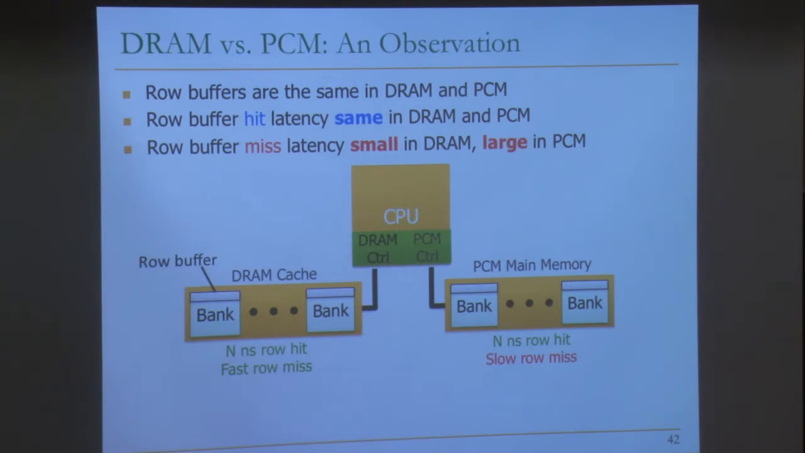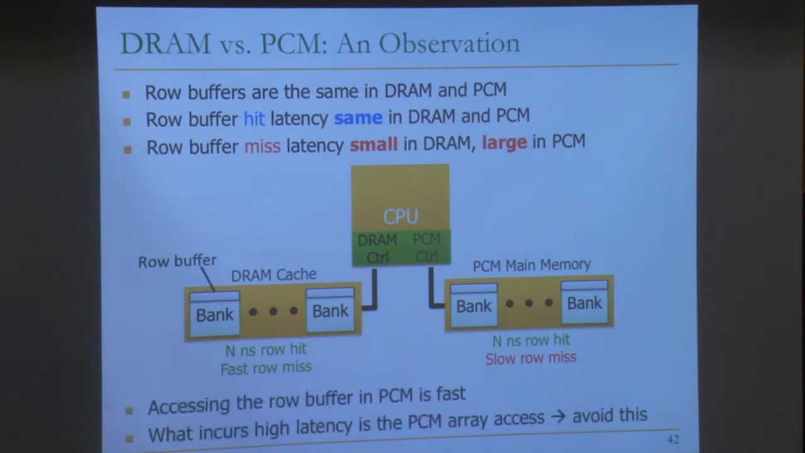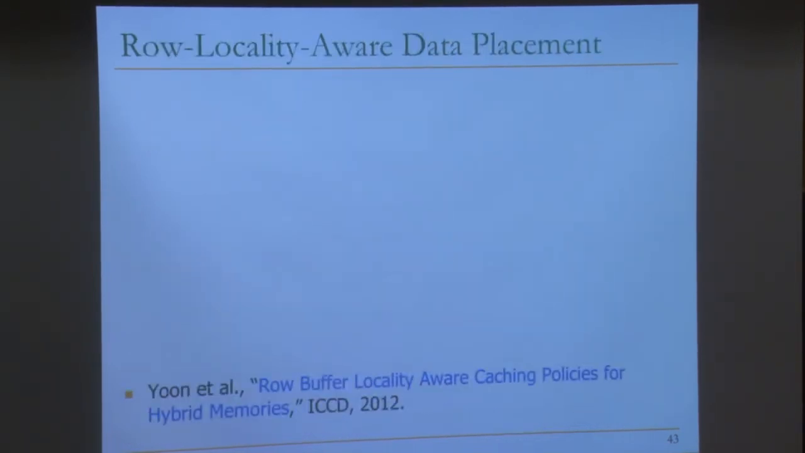So what does this mean? If you have a row hit in the DRAM cache, it's just as fast to service as if you have a row hit in PCM. If you have a row miss in DRAM, it's a lot faster to service than having a row miss in PCM. So what can we do with this interesting symmetry and asymmetry provided by the row buffers? Well, accessing the row buffer in PCM is fast, and what really incurs a high latency in the PCM access is a row buffer miss. So we'll try and avoid this.